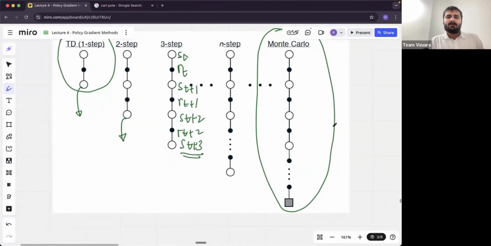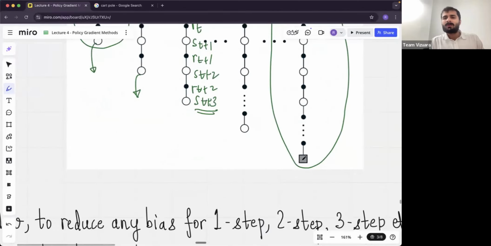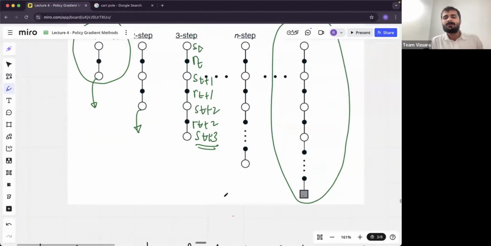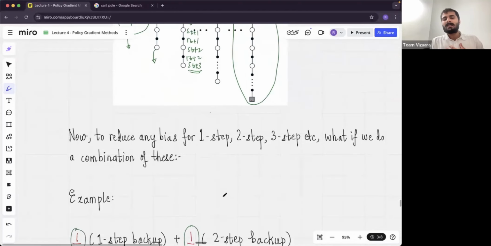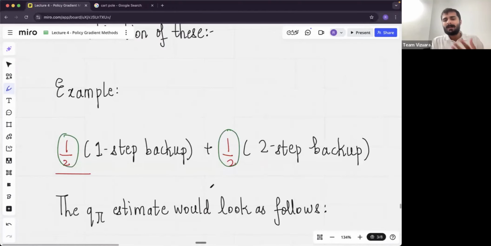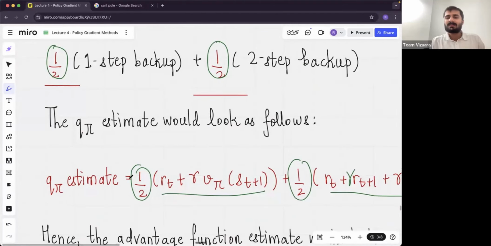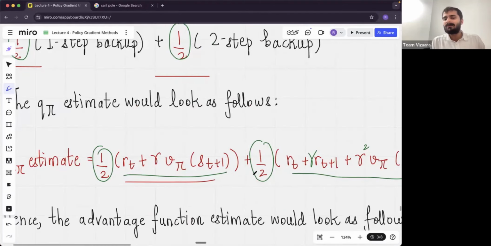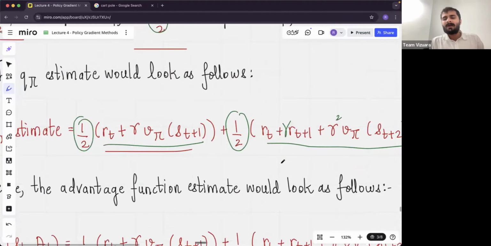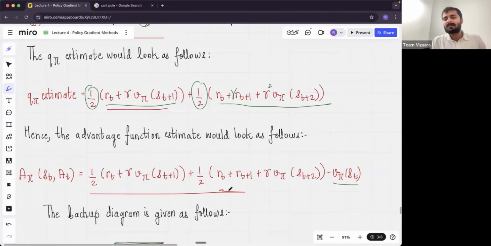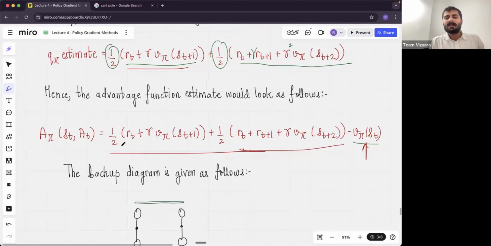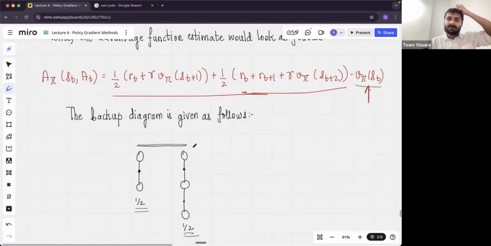Okay, so now there are multiple ways of doing this. So the question is, how are we going to use a combination of these ways to find the advantage? So then what people said is, can we, let's say, do something like half of a one-step backup and half of a two-step backup? So then the Q estimate would look like half into this one-step backup plus half into this two-step backup. And then the advantage estimate would look like this: half of the one-step plus half of the two-step backup minus V pi. And the backup diagram is given like this, half and half, you combine it together.